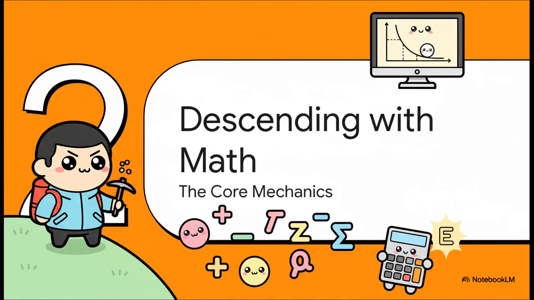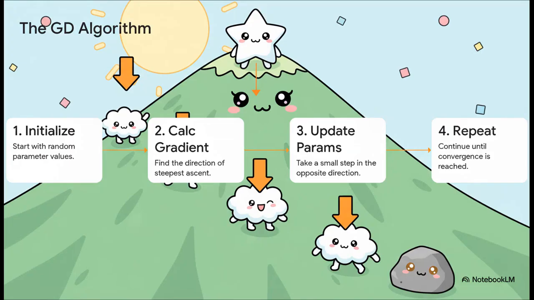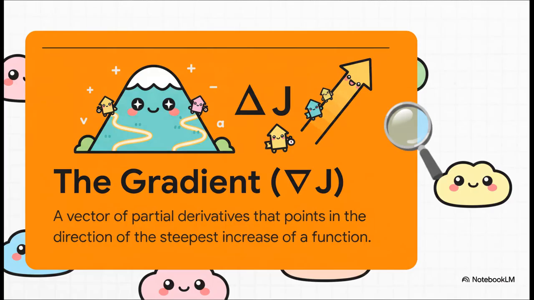So let's take that simple idea of our foggy mountain climber and translate it into the language of math, the language a computer can actually understand and execute. The algorithm is actually beautiful in its simplicity. It's really just these 4 steps, over and over. You start at some random spot on that mountain, you figure out which direction is down, you take one step, and you just repeat that loop until you can't go any lower. That's it! So, the big question is, how does the model feel the slope?